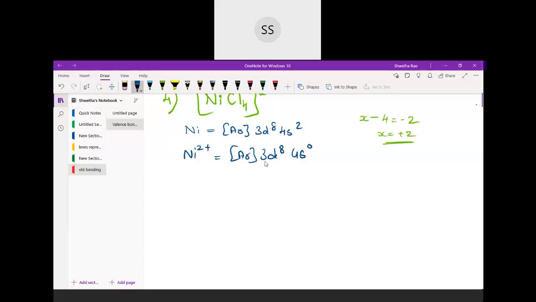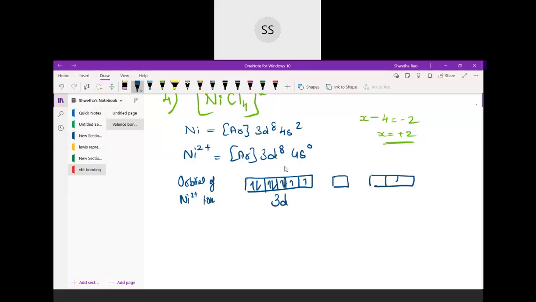After that, you have to write the orbital diagram of the Ni2+ ion. Draw the d orbital first, and there are 8 electrons: 1, 2, 3, 4, 5, 6, 7, and then 8. That is the 3d orbital. Then we have the 4s orbital, which is empty, and then you can draw the 4p orbital also, which is empty. So 4s and then 4p orbitals, these are empty.